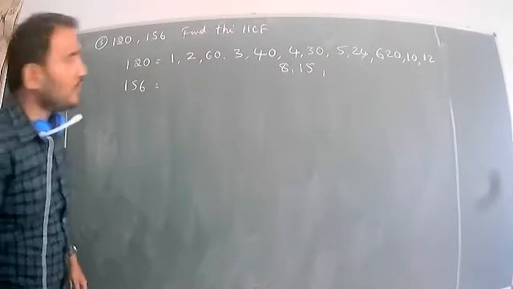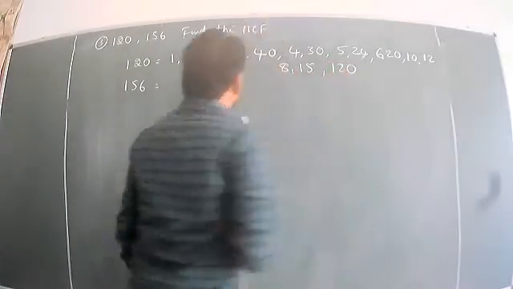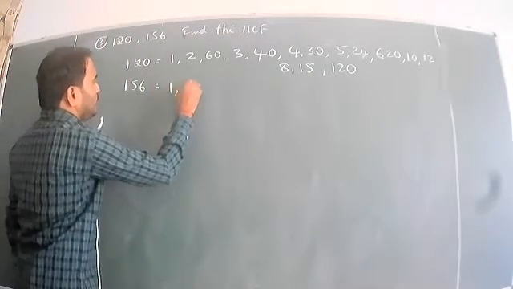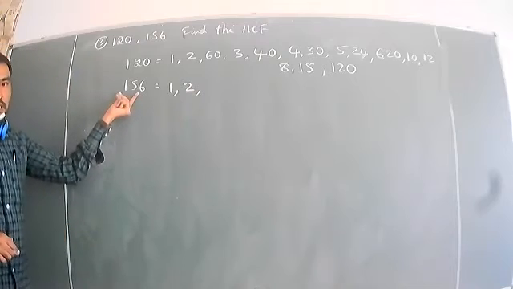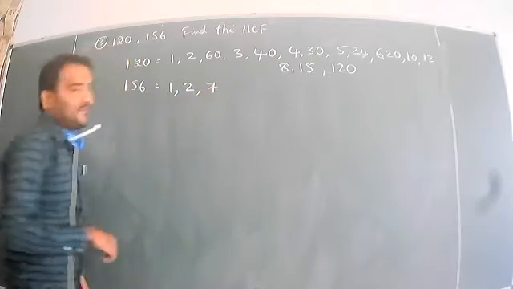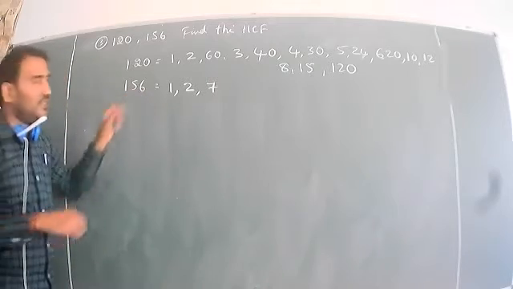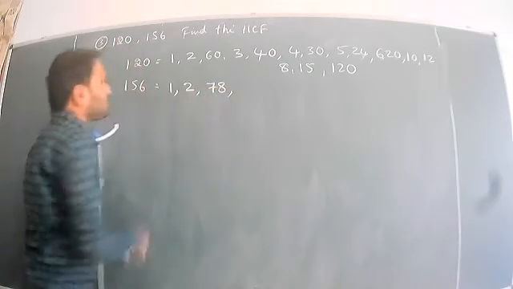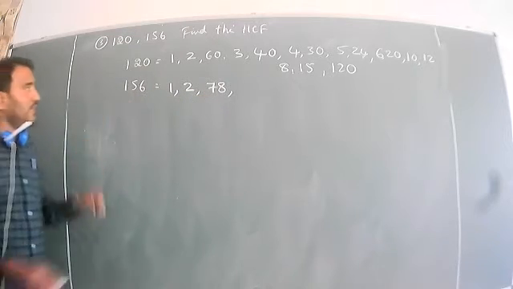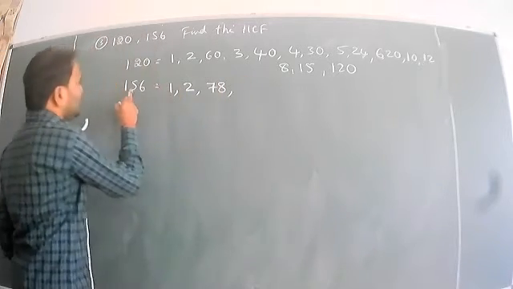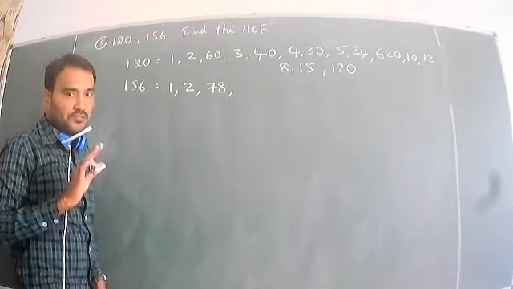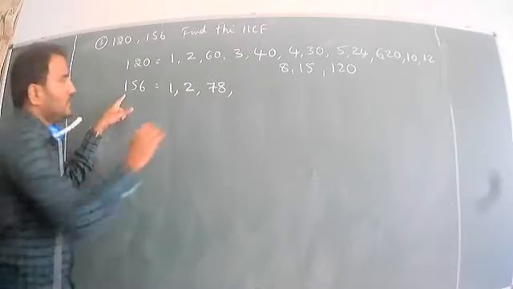Now I will go for 120. Next, check 156. 2 can be divided, it is an even number. Yes, it is divided. 2 sevens are 14, 1 remaining 16, 2 eights are 16, so 2 times 78 is 156. Next 3 can be checked. 6 plus 5 is 11, 11 plus 1 is 12. Yes, 12 is a multiple of 3, so 3 can be divided.